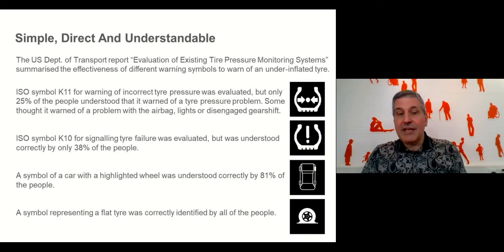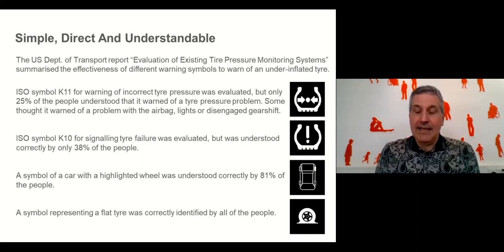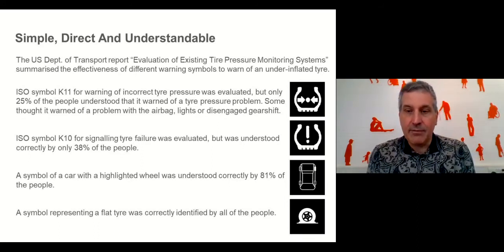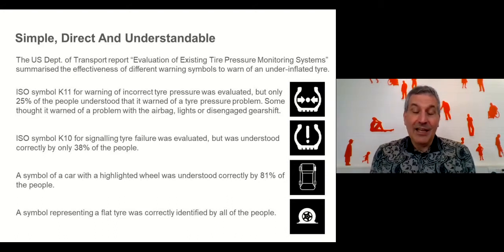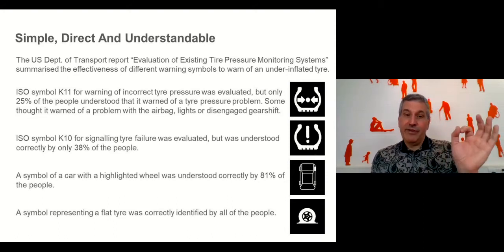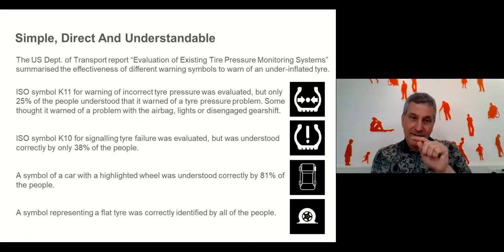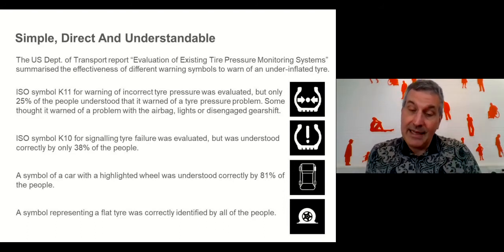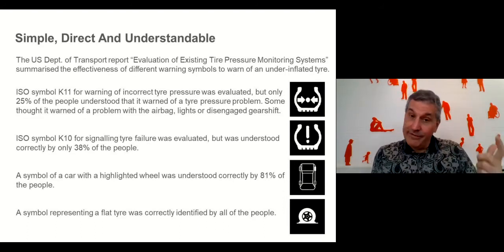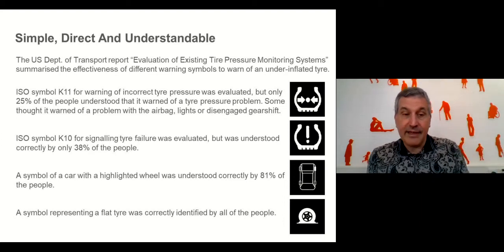So there was a study done back in the 1980s when these systems first came into play, and the study was looking at how should we inform the people? What kind of little symbol should we put on the instrument cluster of the car? And this was a study by the US Department of Transport because they wished to standardize the symbol and tell all the vehicle manufacturers to use the same one.